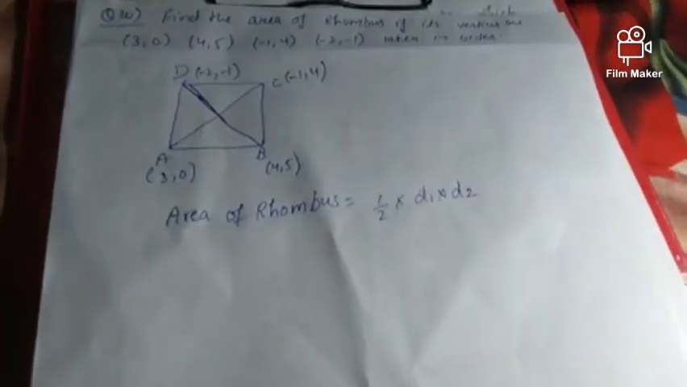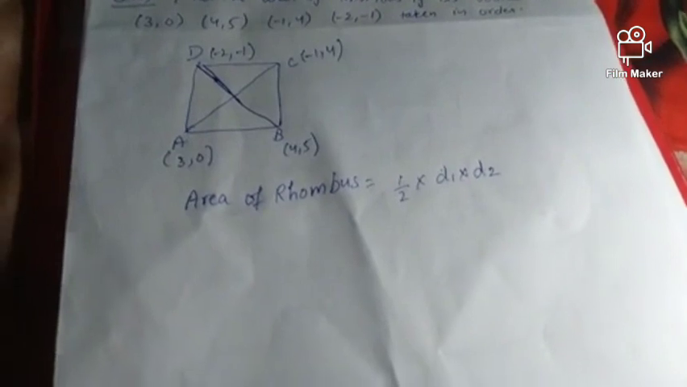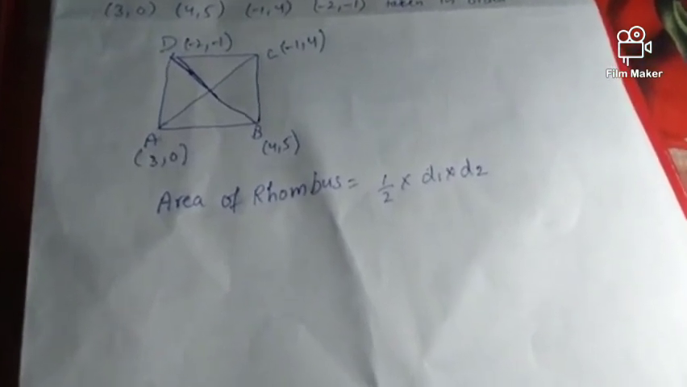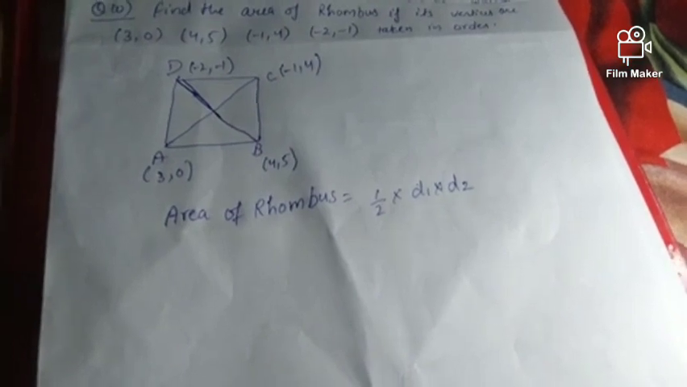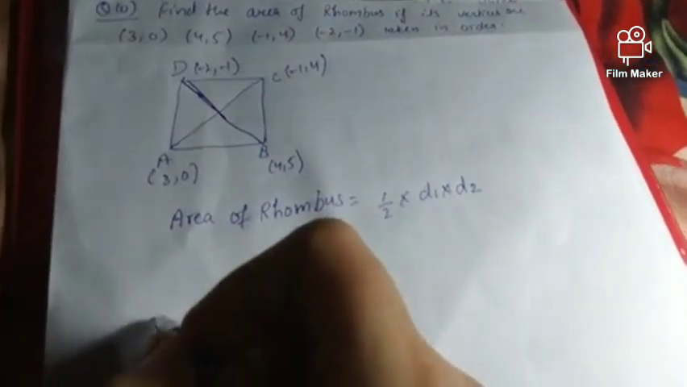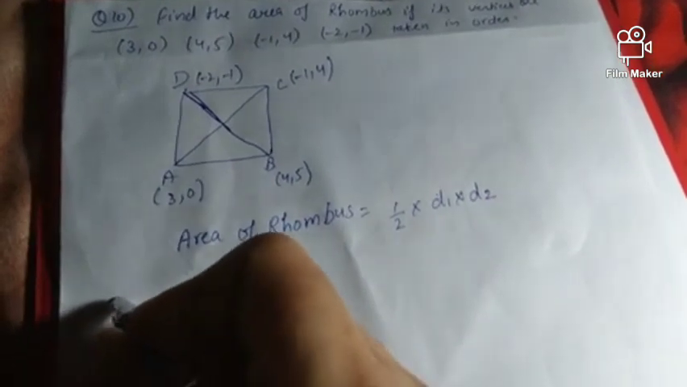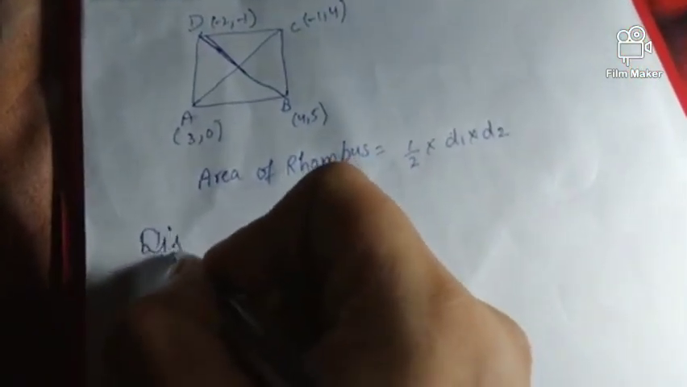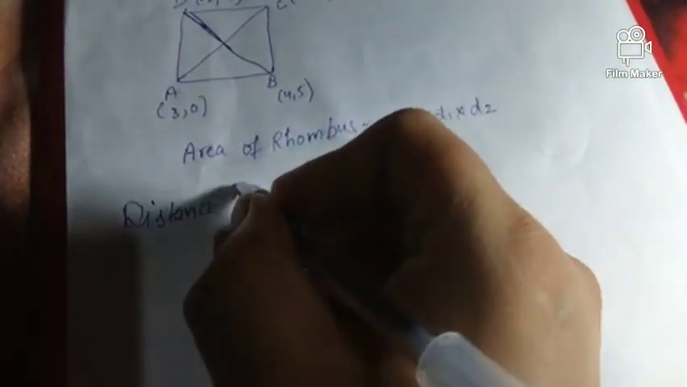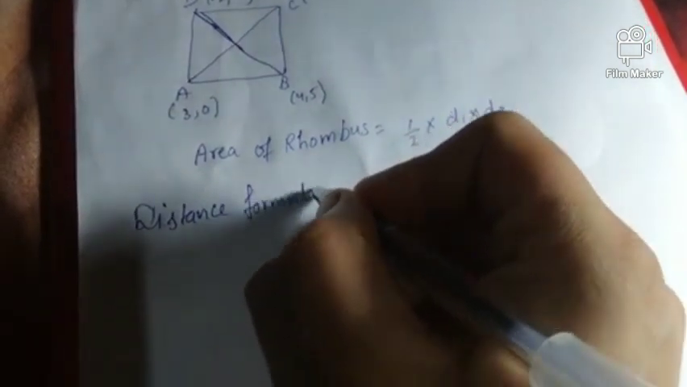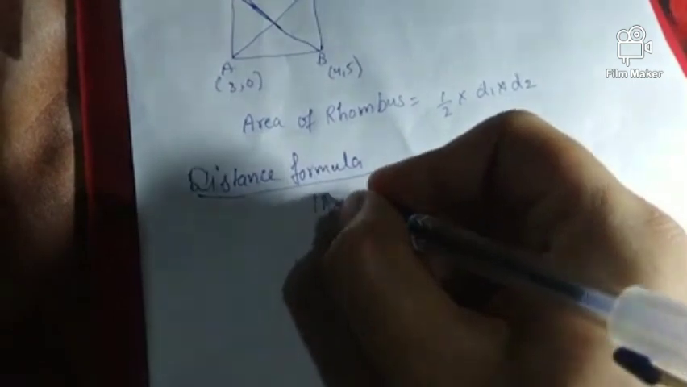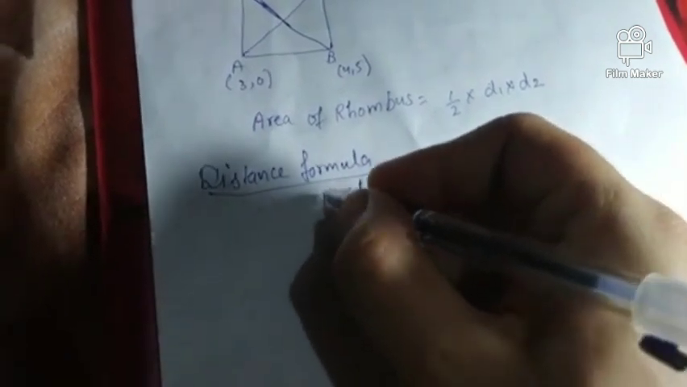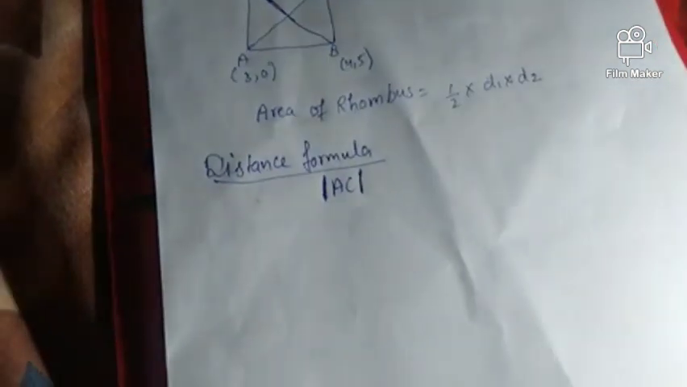Clear? Firstly, we will apply the distance formula to find the distance between A and C, and B and D. Clear? Now, distance formula. What is distance formula? Already you have given the test of distance formula exercise. That is equals to AC. Distance is always positive, so we put these lines.